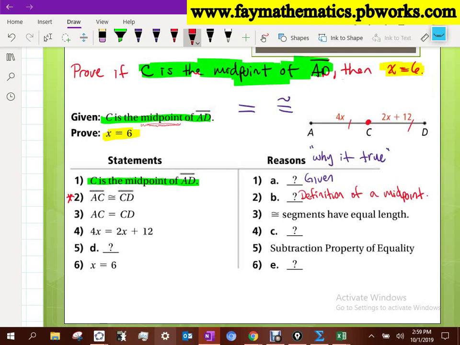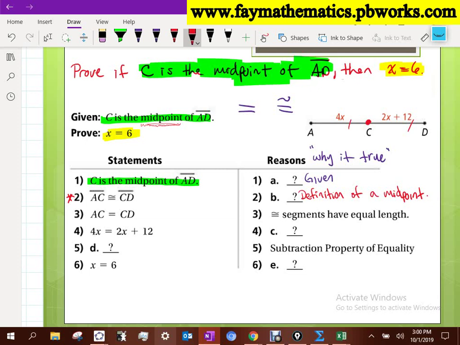Whenever I use a vocabulary word to create a statement, my reason for creating that statement is because I knew what the definition of the vocabulary word was, right? Okay? So AC is congruent to CD is only true because that's what the definition of midpoint lays out for me. Okay? Now, the next statement is kind of a procedural thing.